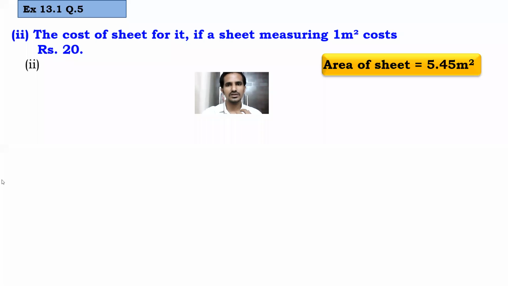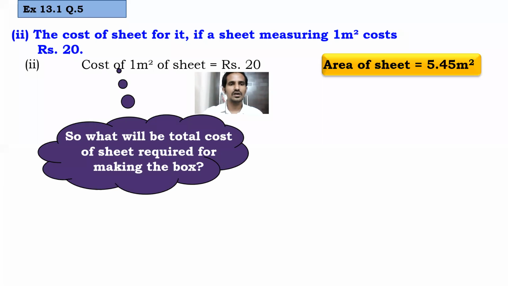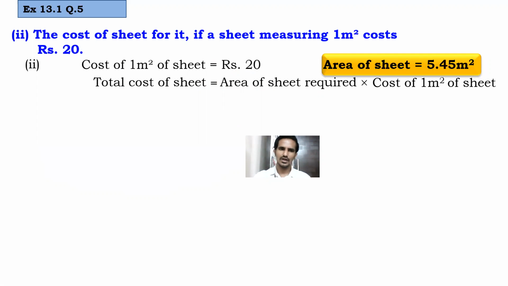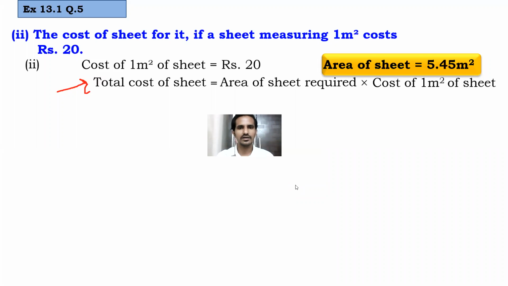So to find the total cost, we have to multiply this 20 with the area of the sheet required. So the cost of 1 meter square sheet is rupees 20. Therefore, the total cost will be area multiplied by 20. Area of the sheet multiplied by cost of 1 meter square sheet. So I just want you to note down this second line. Note down the second line. Total cost, the cost is always calculated in this way. Total cost of the sheet is equal to area of the sheet required multiplied by cost of 1 meter square of sheet. This cost of 1 meter square of sheet is actually the rate.